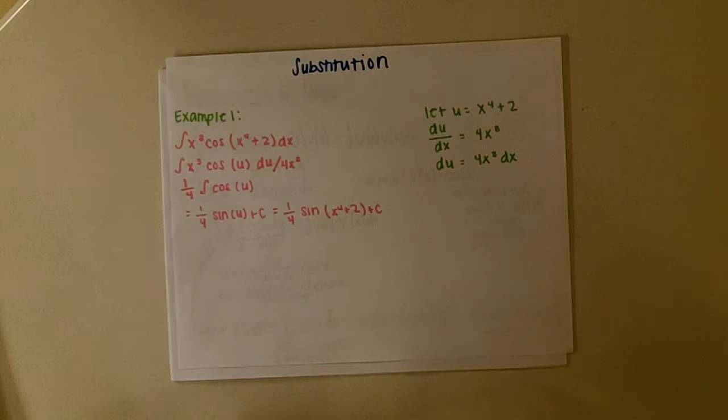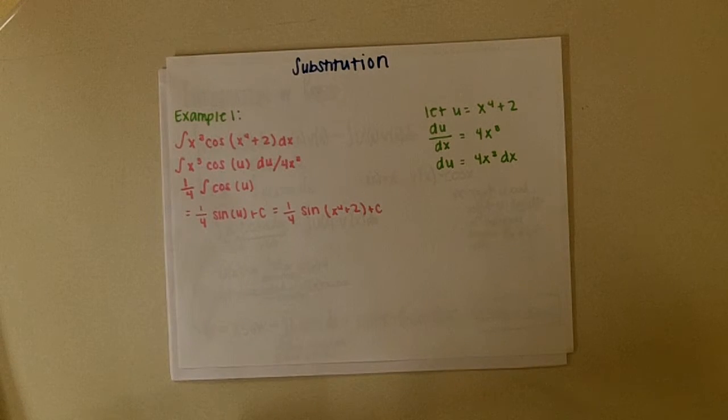So you have the integral of x cubed cosine u du divided by 4x cubed. So you have to bring your 4 out in front of the integral, so it will be 1/4 times the integral of cosine u, and you will get 1/4 sine u plus c, which equals 1/4 sine (x to the 4th plus 2) plus c.